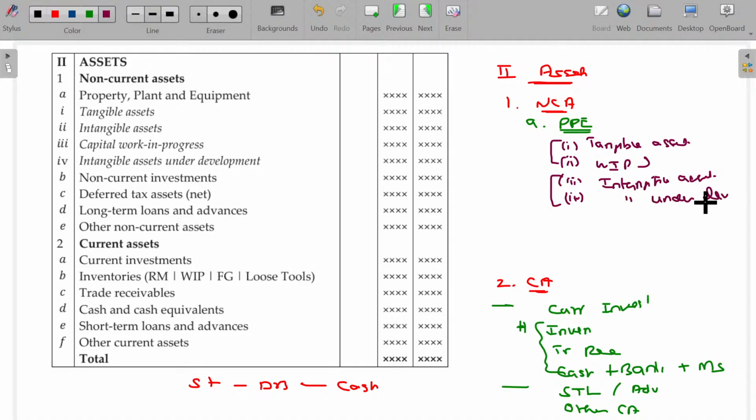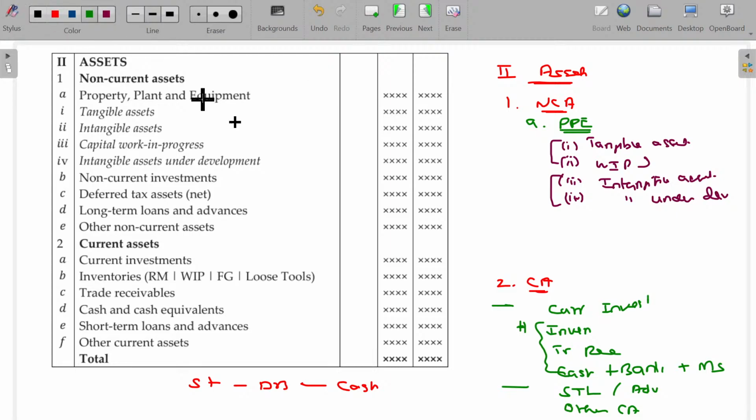So under property, plant, and equipment, we have four items. Predominantly only two: land and building, and plant and machinery. Land and building is the finished state. If the land and building is under construction, then it's called capital work in progress. Similarly, if we applied for a patent and got it, then it is an intangible asset. If we are in the process of developing the patent and it is supposed to get approved, then it is also an intangible asset, but under development. So these are the four components.